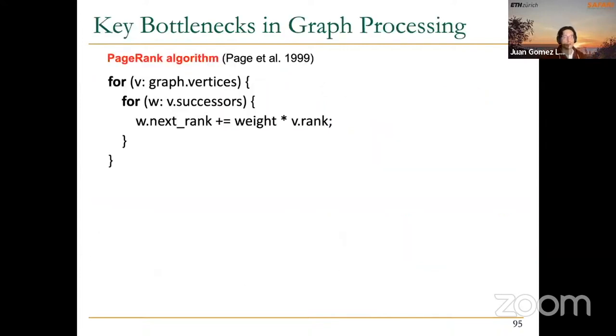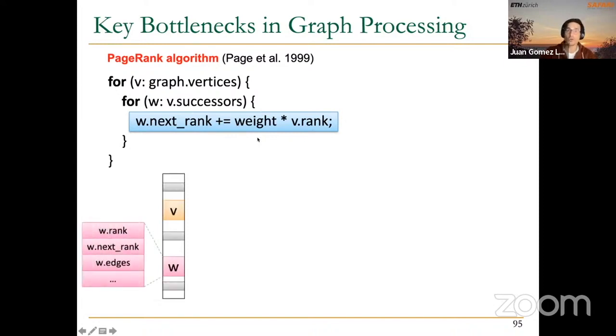We are going to see a more concrete example, the PageRank algorithm. In PageRank, the computation is pretty simple, as you see. We have to visit all vertices of the graph, and then one by one visit the successors of each node in order to update the rank of each of the vertices. This is a very simple computation, as you see, just one multiplication and one addition. But the problem is if your graph is huge, and that's pretty likely these days, the data will occupy a lot of memory, right?